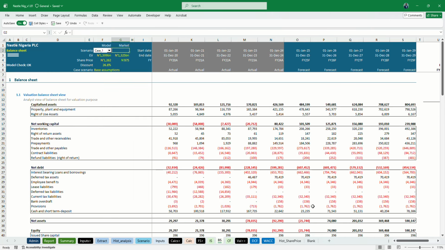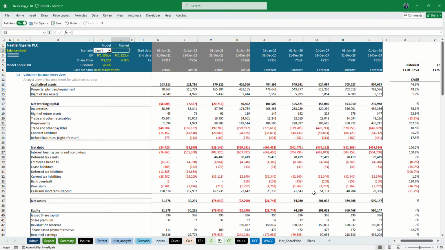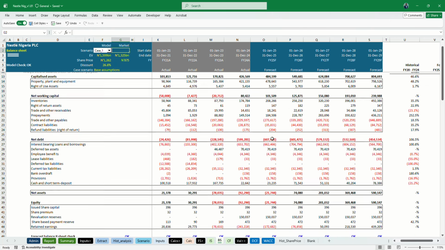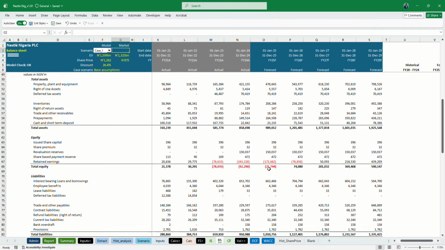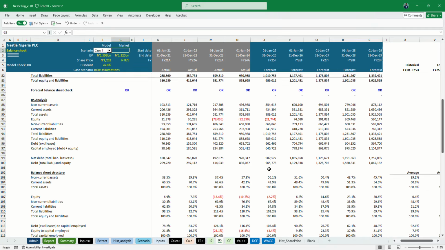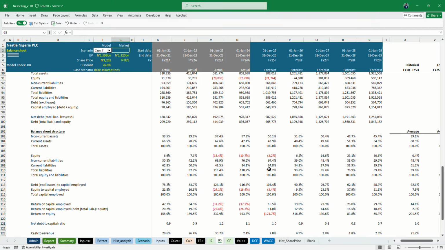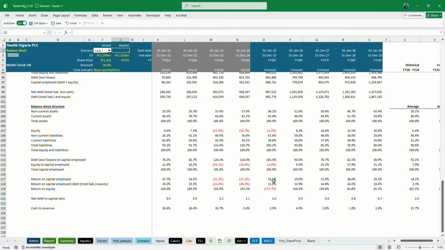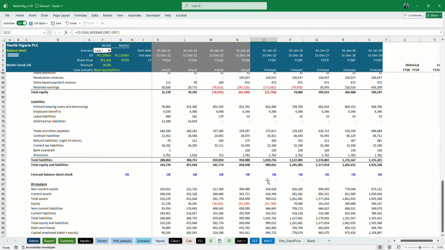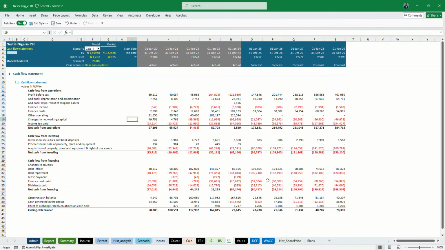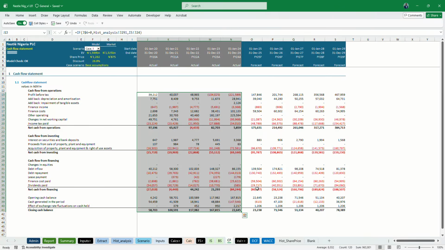So the same thing for the balance sheets. I've kept both the valuation balance sheet view and also the analyst balance sheet view. So we have both of them here, and below it we also have our balance sheet analysis, right? The structure of the balance sheet, what that looks like, and some key balance sheet ratios that we have there. Also the same thing for the cash flow. We have the cash flow historically, and we also have the cash flow for the forecast.